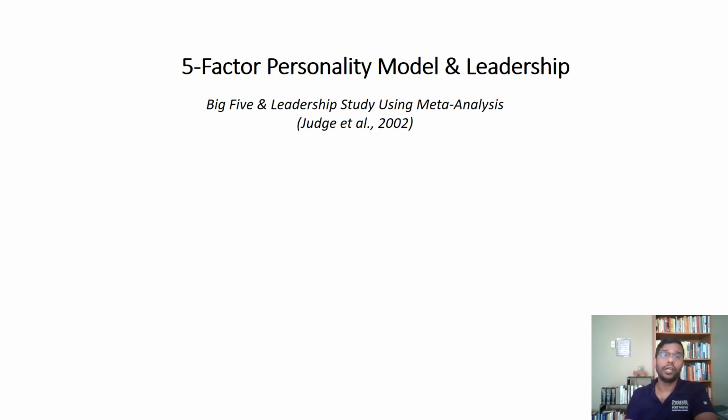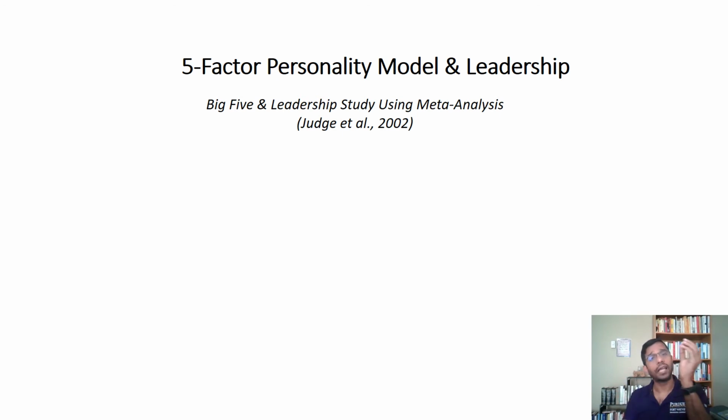So the result that I'm sharing here is from a 2002 meta-analysis published by Tim Judge and his colleagues. Meta-analysis, if you don't know, does essentially a quantitative summary of all other studies that have been done on the same subject. Now, it is not just a mathematical average of those correlations. It's much more complex than that. The actual process is extremely complex, but the way to think about it is that it essentially does an average of all those studies.